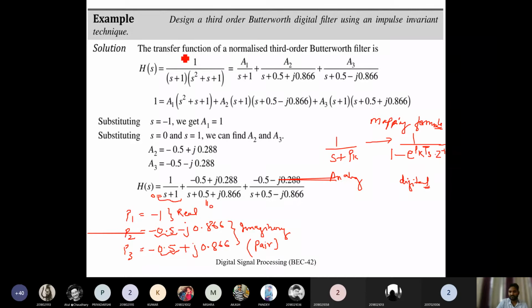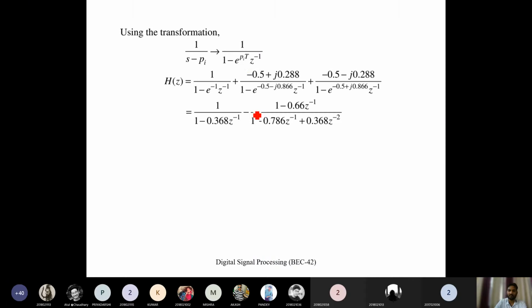If the sampling time Ts is not given in the question, we will consider Ts equal to 1 second. All the values we have just found out. So the Ts value we know, and the P1, P2, P3 values we know. We will just put these values into this mapping formula and we will get different terms.